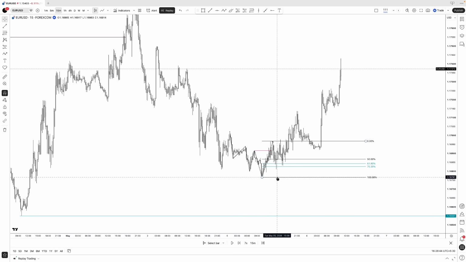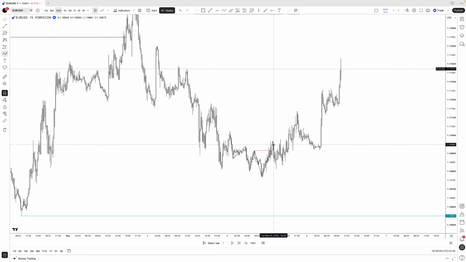Now we're not going to talk about entries today, so just pay attention to how the market pulls back before expanding. Pulls back before expanding. That is what the market does. So it pulls back down and expands again. So you have a new break of structure right here.